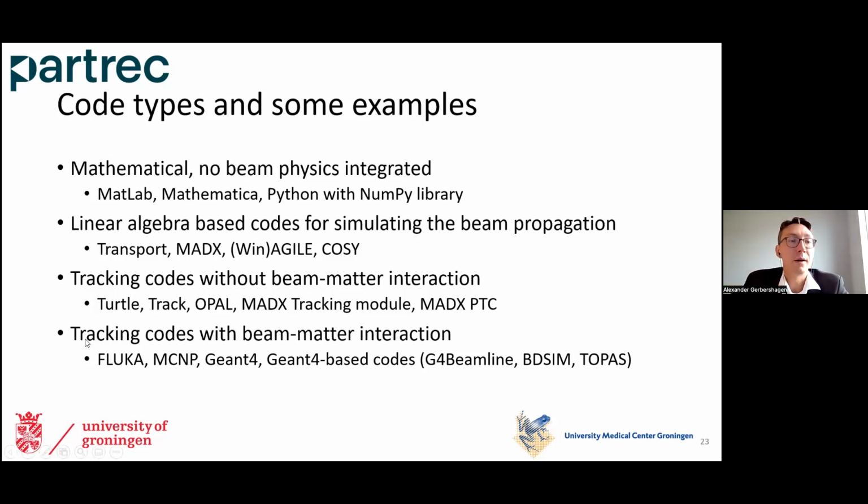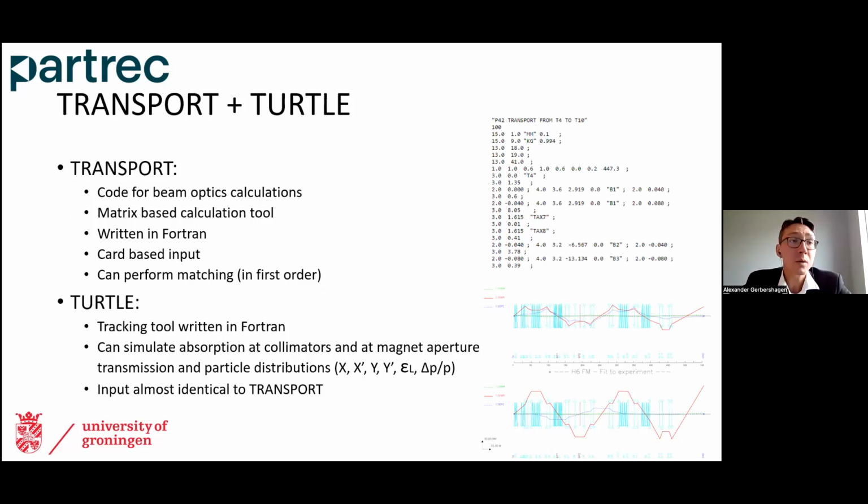And then you have the heavy-duty codes, which also simulate the beam-matter interaction. So this includes, for example, FLUKA or MCNP, or Geant4 and Geant4-based codes. And I will show a couple of examples in the coming slides. Now let's start with TRANSPORT. TRANSPORT was developed in SLAC in the 70s. So SLAC is a Stanford laboratory for accelerator physics.